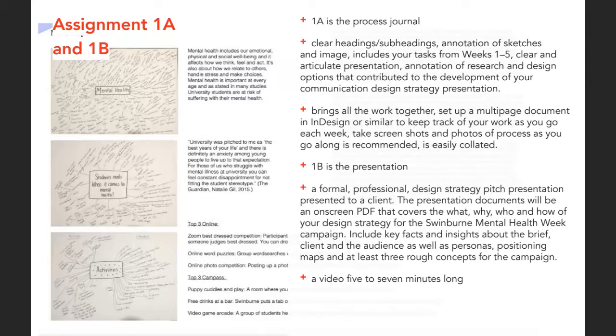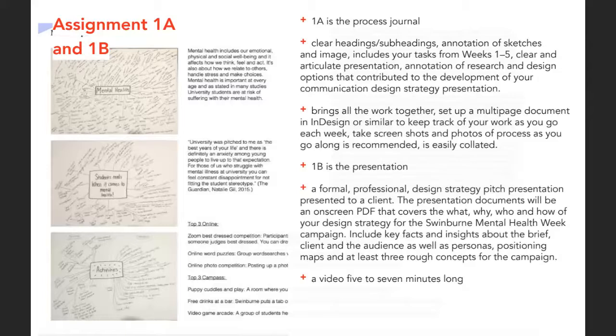So ideally the 1A brings all the work together, and you want to set up a multi-page document in InDesign or similar to keep track of your work. Taking screenshots and photos of the process as you go along is what's recommended, so it's easily collated. Then the second part of this is the 1B presentation.